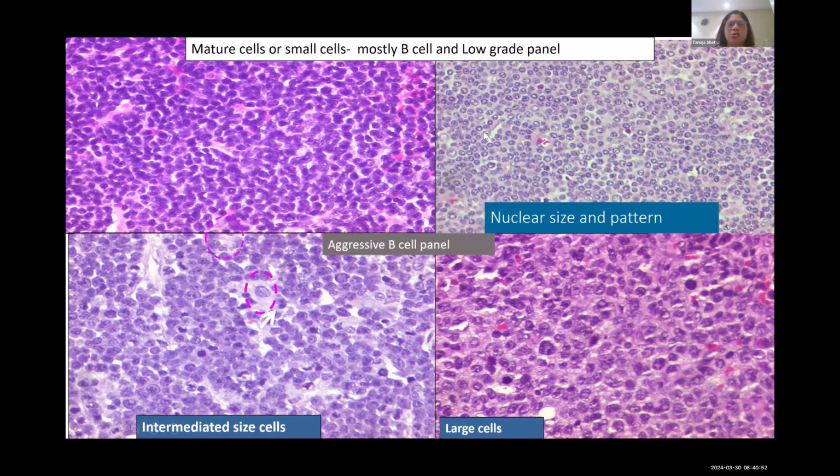So these two are your small cell lymphomas, because I can't see an endothelial cell here, but here I can see one, and these cells are much smaller than this. This is small cell lymphoma. These cells are much larger than this cell, so this is a large cell lymphoma.